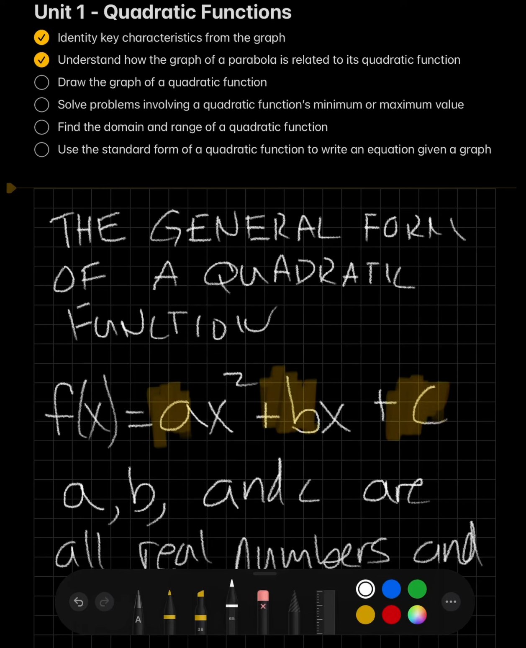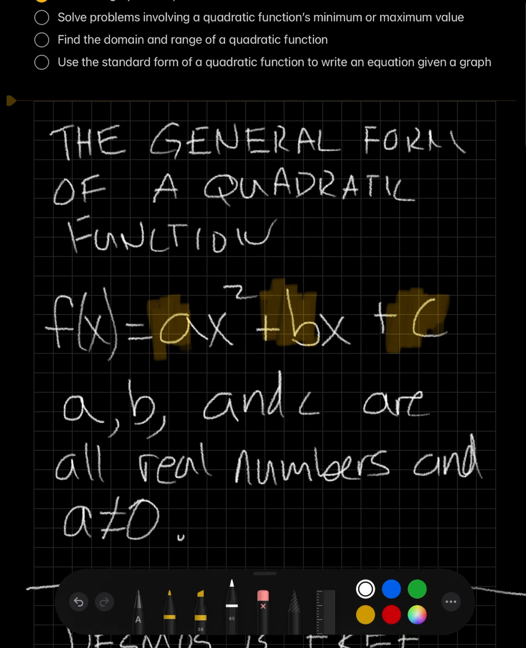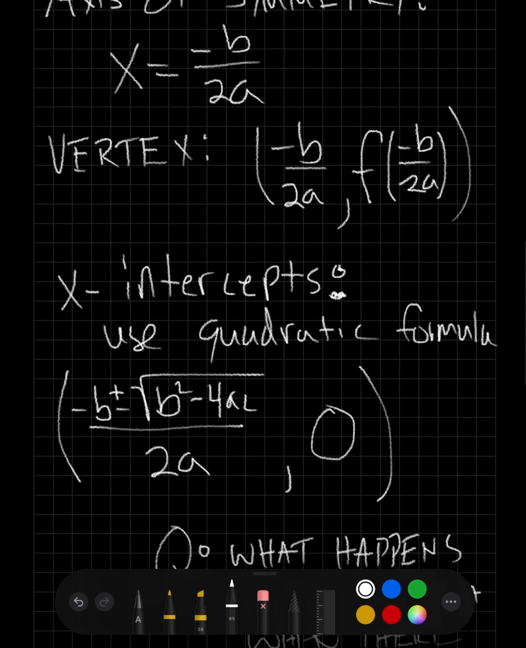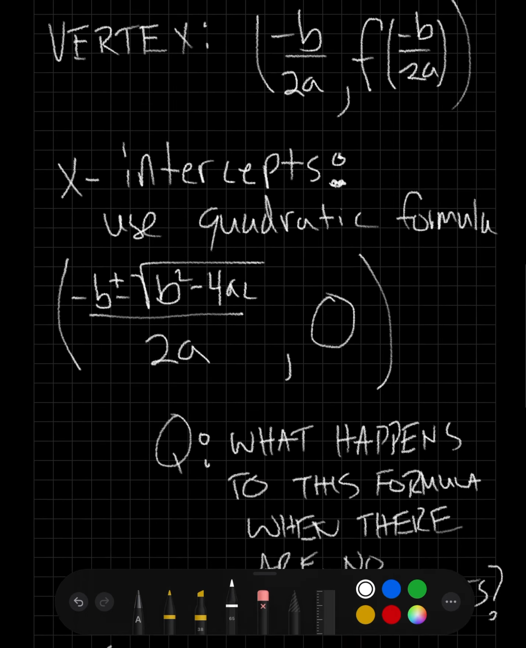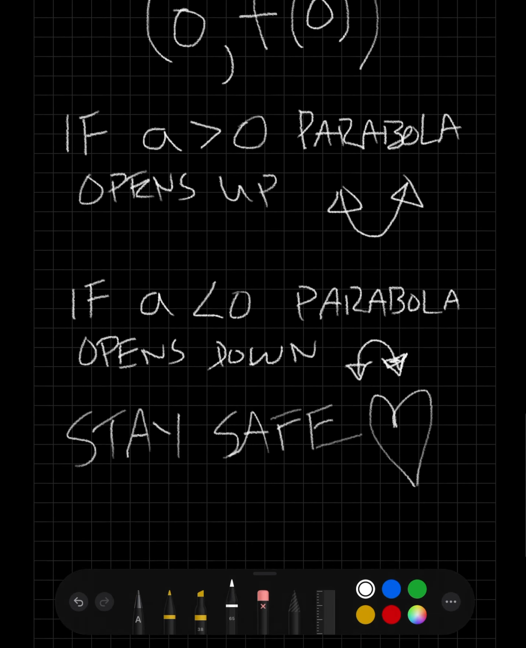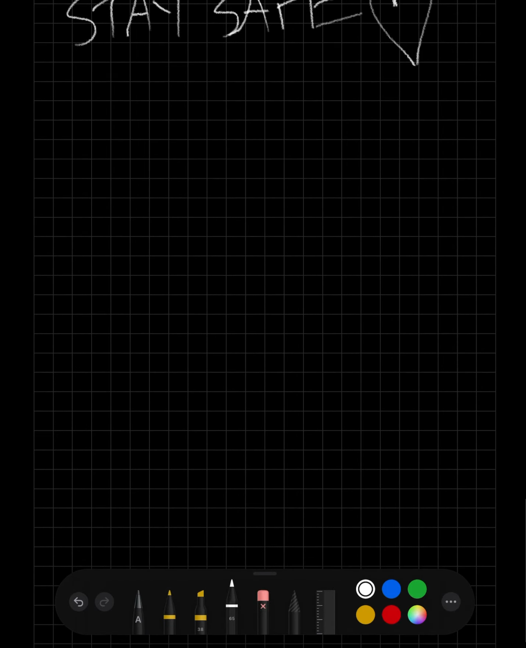Welcome back, my friends. So in the first video on quadratic functions, we identified key characteristics. We looked at how the graph of the parabola is related to its quadratic function, and I gave you a bunch of formulas for us to use. So now I'm going to draw the graph of a quadratic function given its general form, and we're going to use all these formulas that we found in the last video. So make sure you have these pulled up in your notes and you're ready to use it. And we're going to go through this example right here.